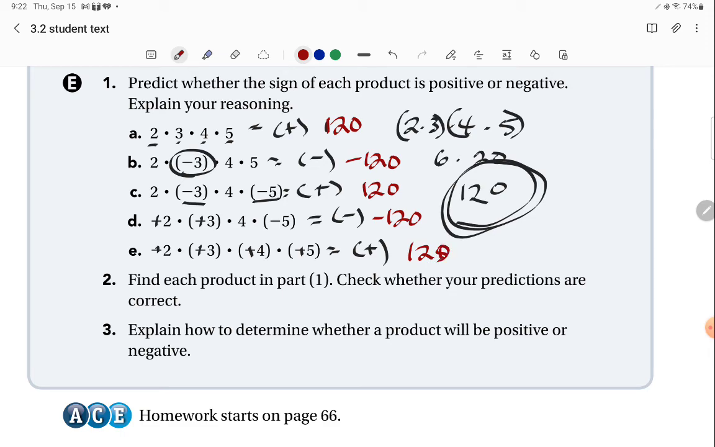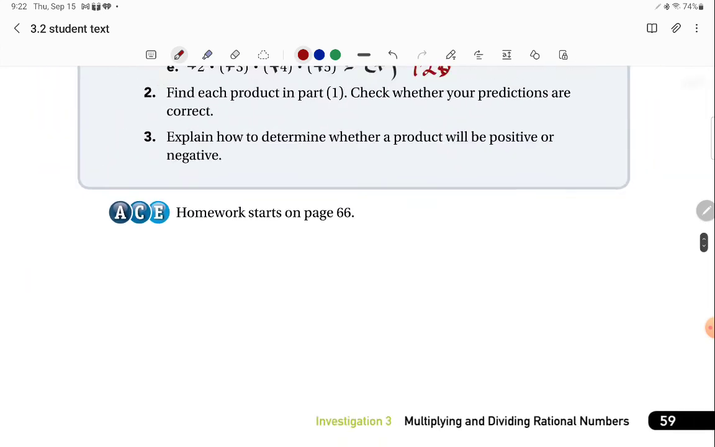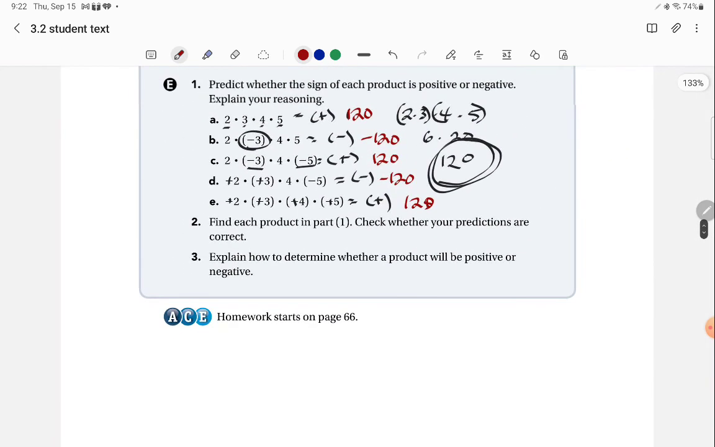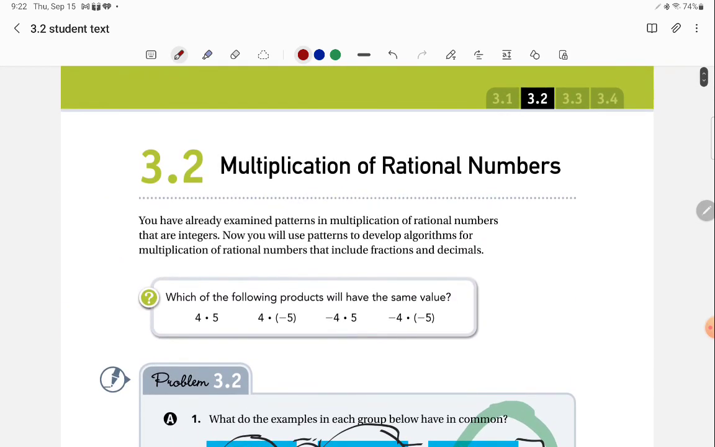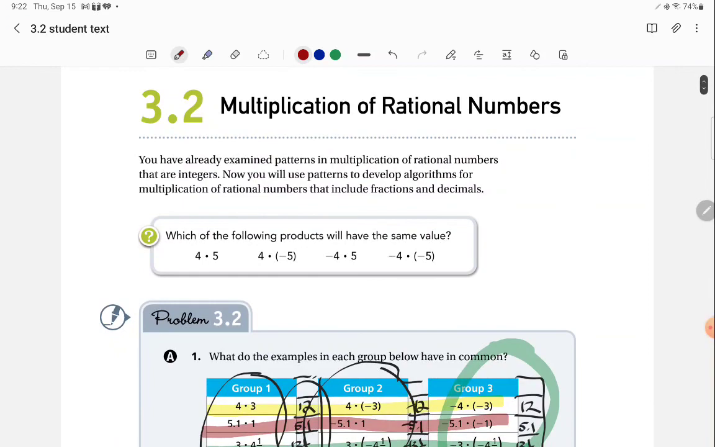And then were your predictions correct? I hope they were. And then whatever your explanation for that would be, different students are going to have different explanations. There's no one perfect explanation. Just as long as it makes sense and is correct, then it's fine. This is my video for 3.2, multiplication of rational numbers.